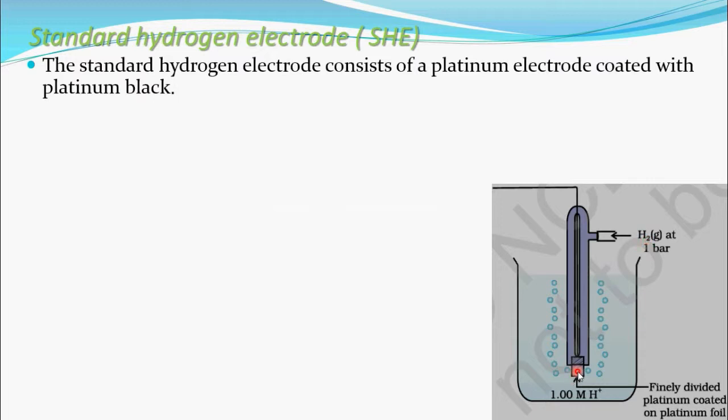In order to increase the adsorption area of the hydrogen, the platinum is coated with platinum black, and this is connected through a wire. See, this is the wire, and it is enclosed in a glass jar, which has an inlet for hydrogen gas to enter.